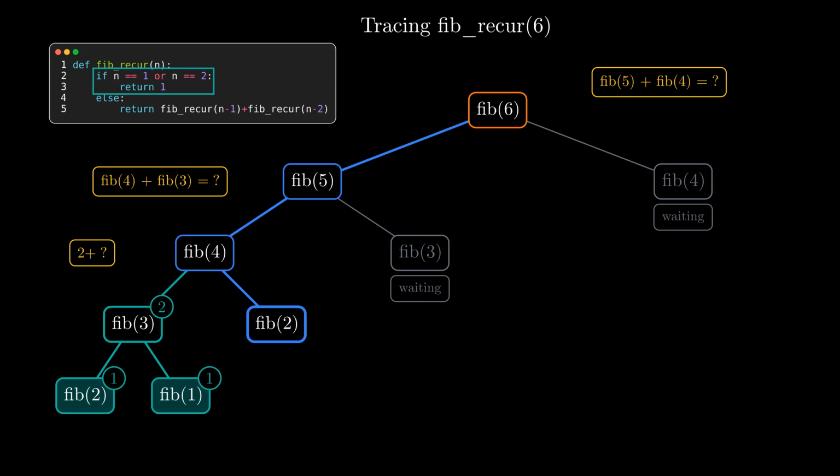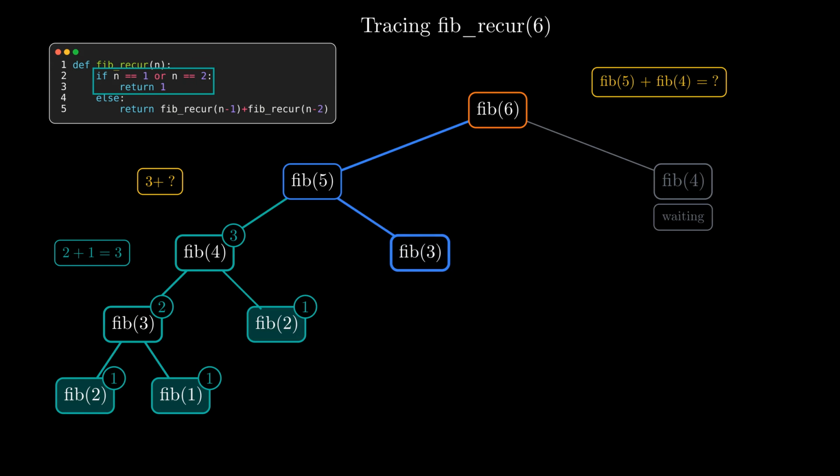It still needs Fibonacci of 2, 4 minus 2, so it explores that path. Base case, 1 immediately. 2 plus 1 is 3, and Fibonacci of 4 passes 3 up the chain. That gives Fibonacci of 5 its first half. It knows Fibonacci of 4 is 3, but it is still halted. It needs Fibonacci of 3.